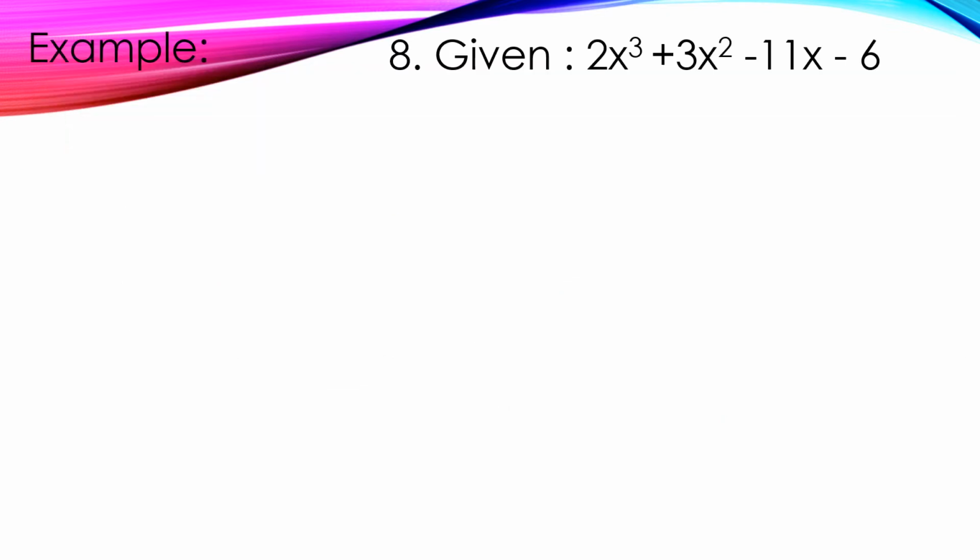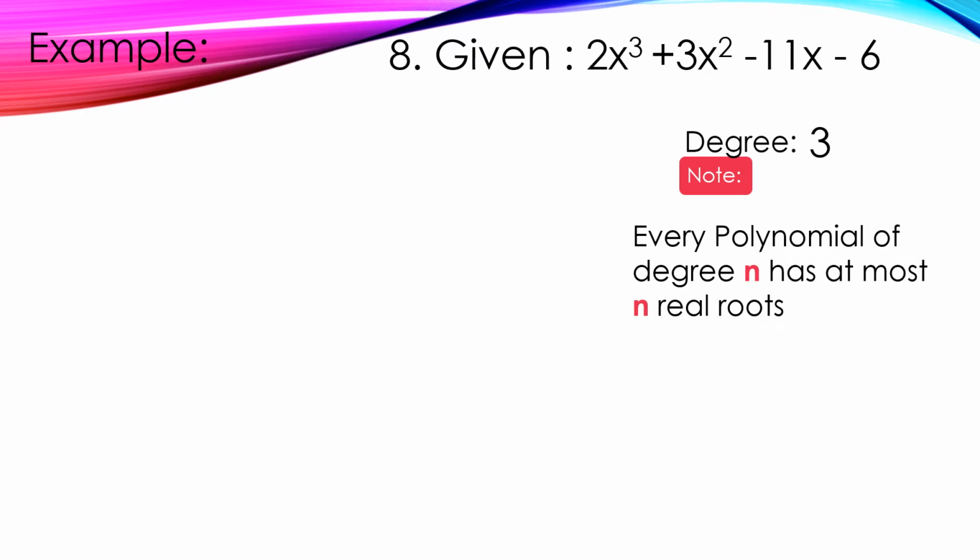Next, the given is 2x cubed plus 3x squared minus 11x minus 6. So, the degree is 3. When we say degree, it is the highest exponent. So, therefore, we all know that every polynomial of degree n has at most n real roots, meaning there are at most 3 real roots in the given polynomial, or at most 3 factors.